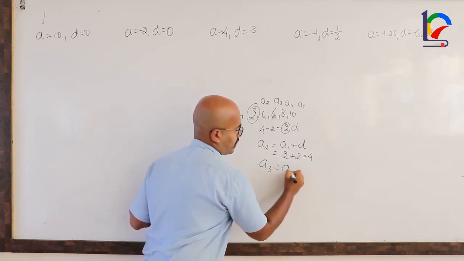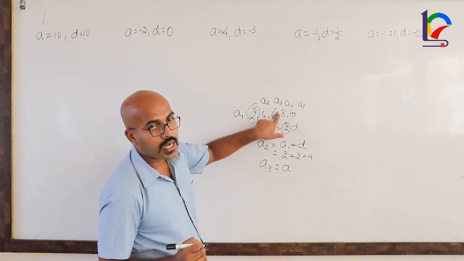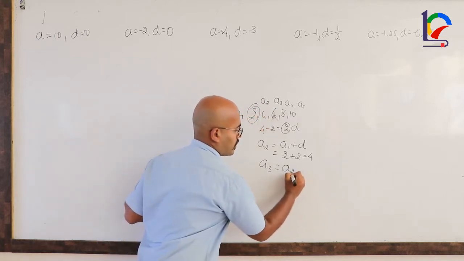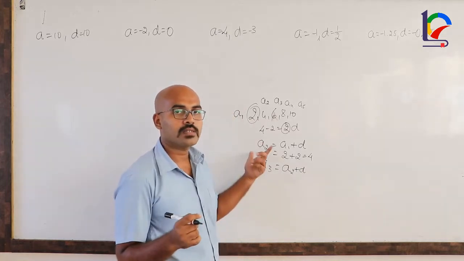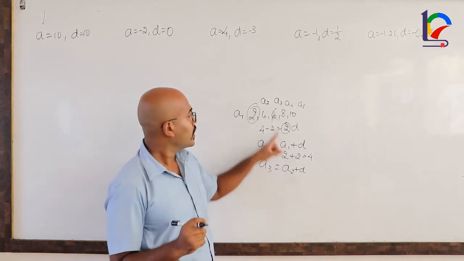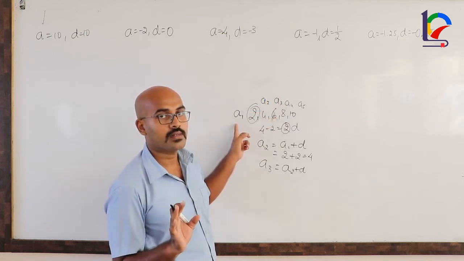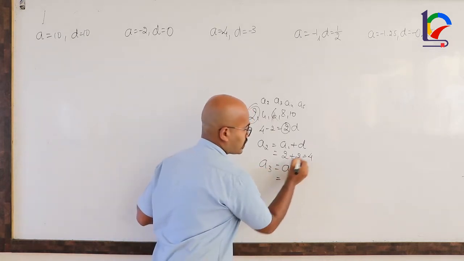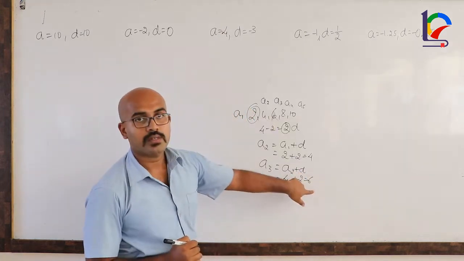Similarly, if you want to find the third term, a3, you need to add the common difference to the second term, that is a2 plus d. If you add the common difference to the first term, you will get the second term, not the third term. So to find the third term, you add the common difference to the second term and not the first term. So a3 is a2 plus d. a2 is 4, plus 2 is 6. So this is the third term.